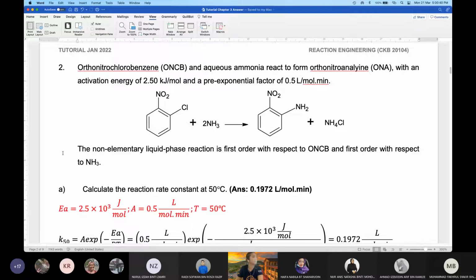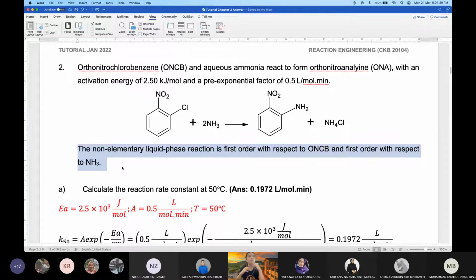Okay, next they say, the non-elementary liquid phase reaction is first order with respect to ONCB and first order with respect to ammonia. Okay, so we have learned in the first question, they said that is an elementary reaction, or they said it obeys elementary rate law. Hence, your reaction order, you just see the stoichiometric coefficient in the chemical equation. However, in this question, they say non-elementary. So when you see the word non-elementary, you know it means the reaction order no longer follows the stoichiometric coefficient.